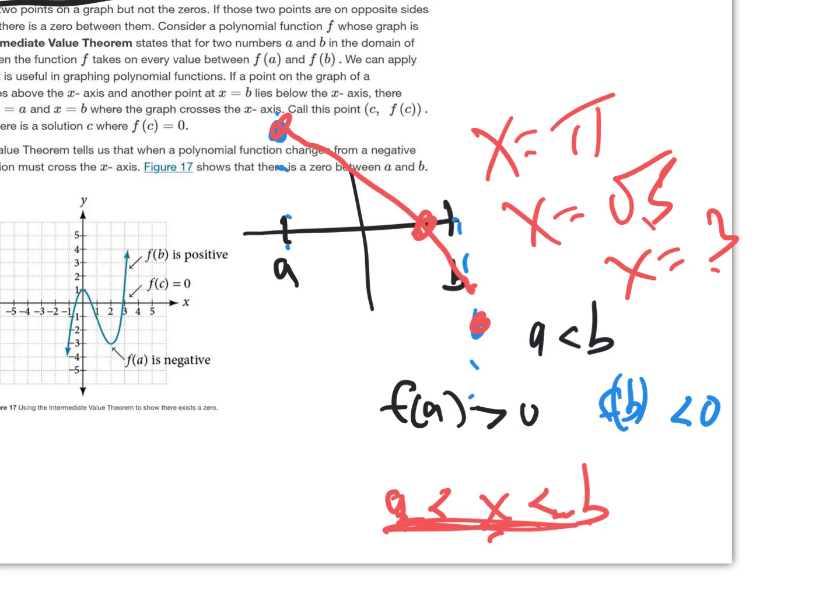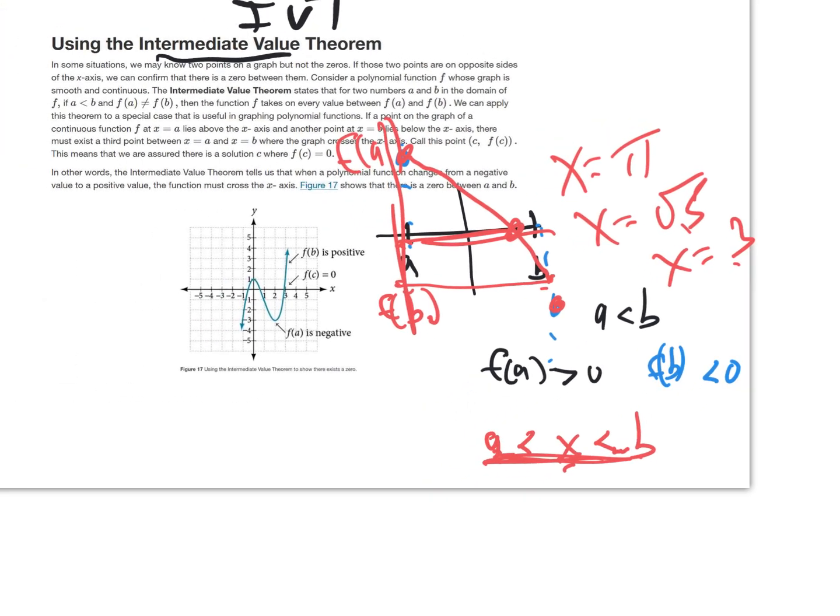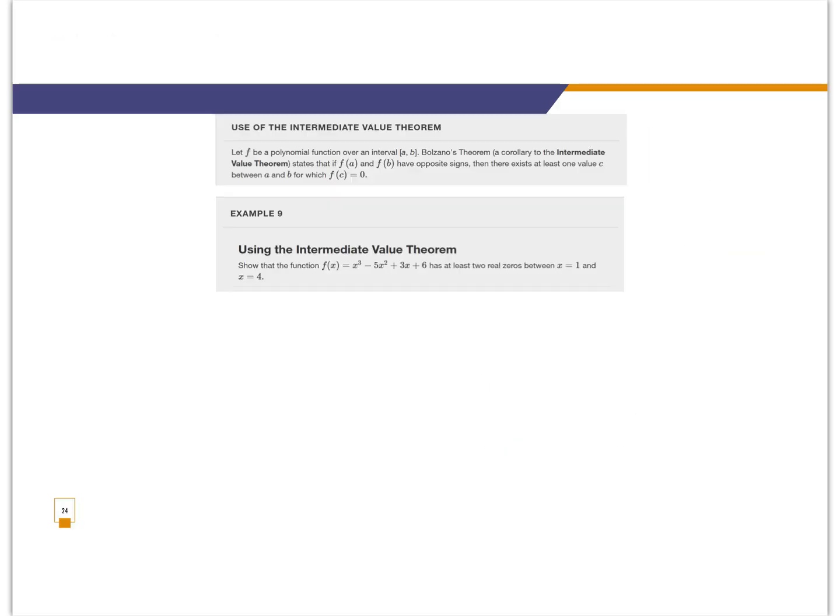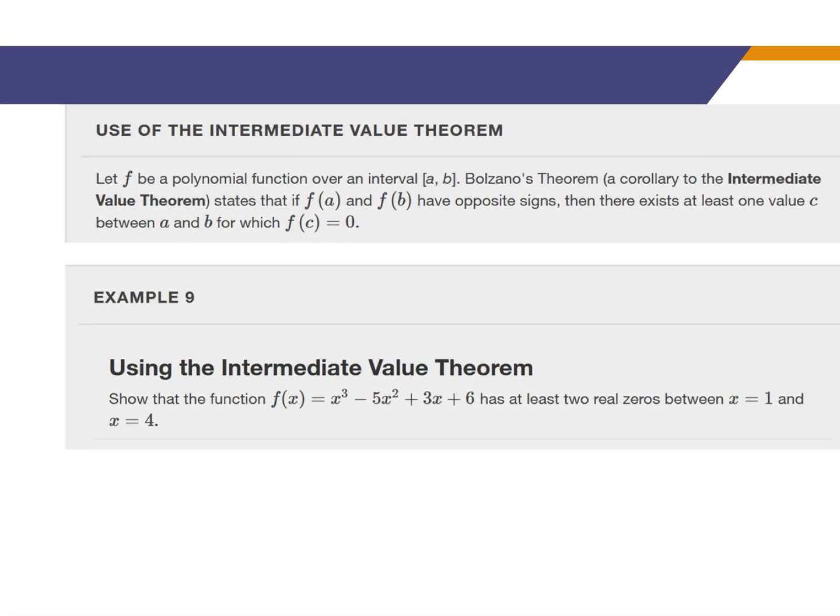Because this value is f of B, that's the y value. This is f of A. So the y value has to be between these two, and the x value has to be between these two. I hope that makes a little bit of sense. And so all we use it for is to try to say, is there going to be a 0? Maybe they worded this simpler.